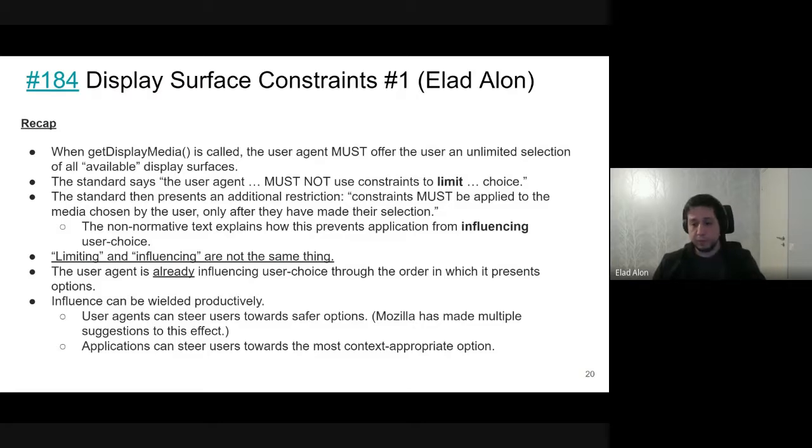And here I've got a couple of arguments, and also I want to cite a couple of web developers. One thing that I want to cite is that currently we're already influencing the user's choice because we are presenting one of the options first. Chrome shows screens first, which is not the safest thing, but it's kind of difficult to change. Safari only shows one choice, so that kind of limits the user's choice. And Mozilla, I believe, is working on also introducing tabs, but right now it's only screens or windows, and the order in which they're offered could also be said to be influencing the user.